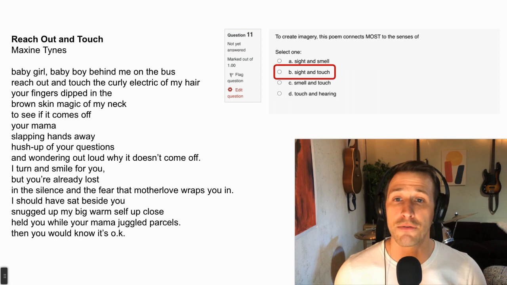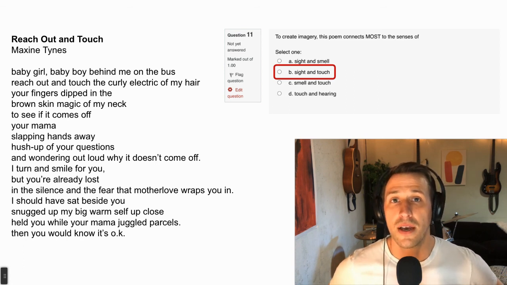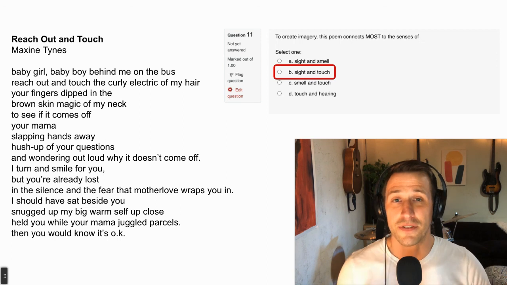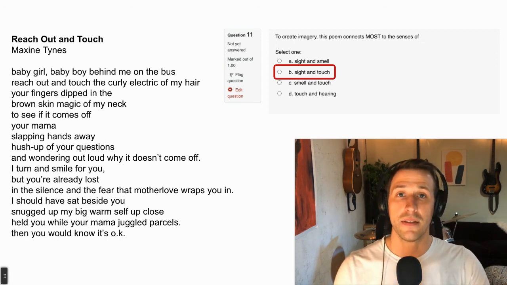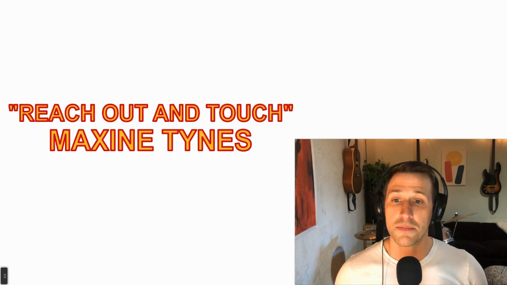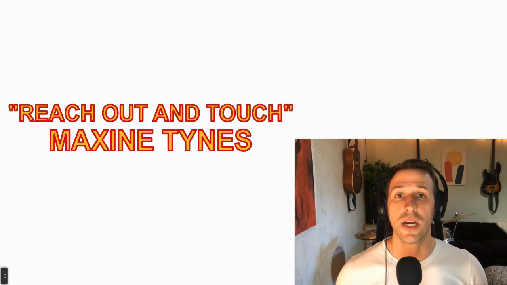It's even in the title, reach out and touch. So more than anything, this poem uses imagery that connects to your sense of touch, to create your sense of sight, to kind of paint this picture. So that is Maxine Tynes' poem, Reach Out and Touch.